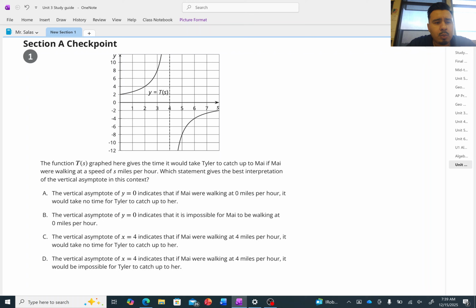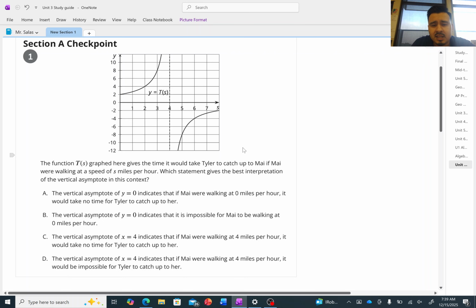All right, let's look at number 1. The function t of s graphed here gives the time it would take Tyler to catch up to Mai if Mai were walking at a speed of s miles per hour. Which statement gives the best representation of the vertical asymptote in this context?